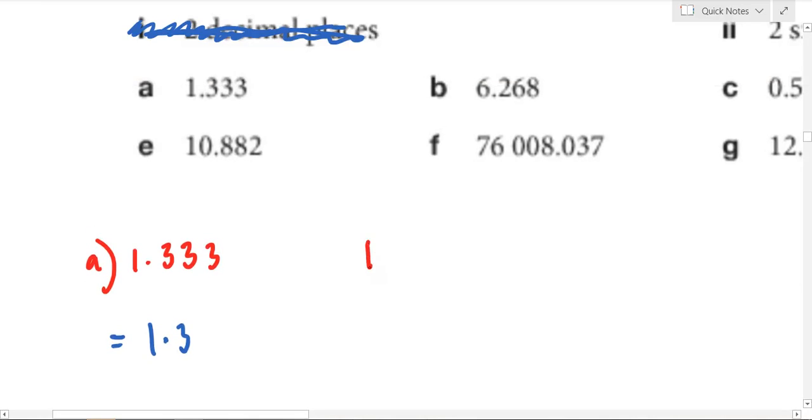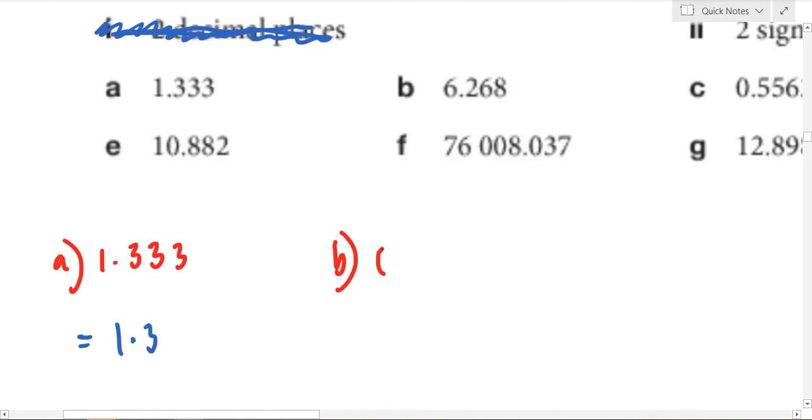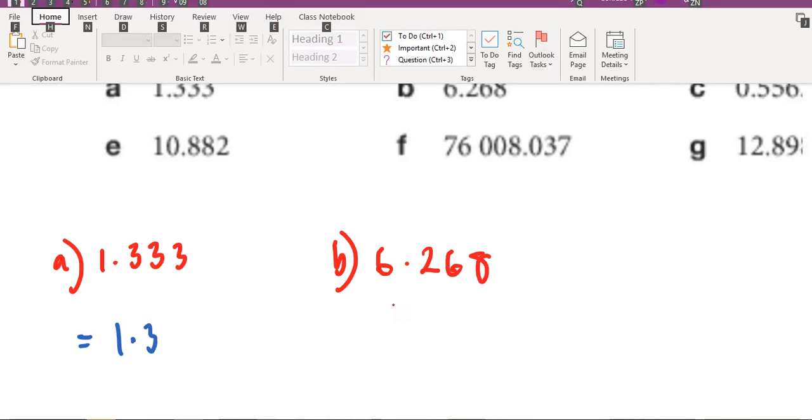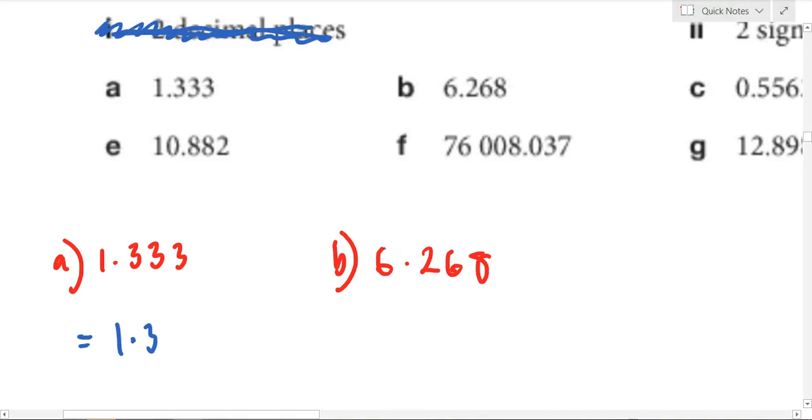All right, let's look at B. Okay, 2 significant figures for that one, please. Fahad, I'm going to ask you actually, 6.268. Give me 2 numbers here that are really important to represent all of this. Without rounding up or with rounding up? You might have to round, yes. 6.3. Good.